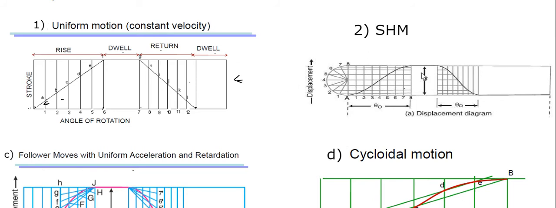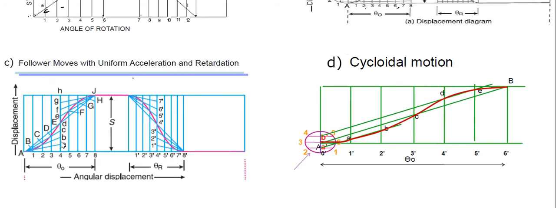To draw the simple harmonic motion, we need a semicircular method. We need to draw a semicircle, then trace out the points of that semicircle by dividing it into 8 pieces, and divide the displacement diagram similarly. Then we will trace it by cutting those positions. We will see in detail how to draw it. And the third one will be UARM, or uniform acceleration and deceleration or retardation.